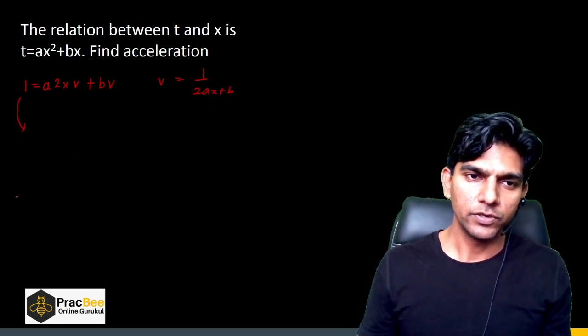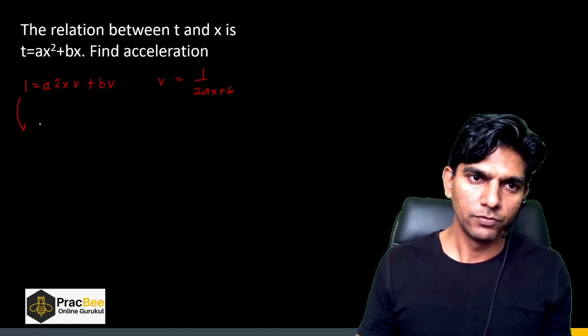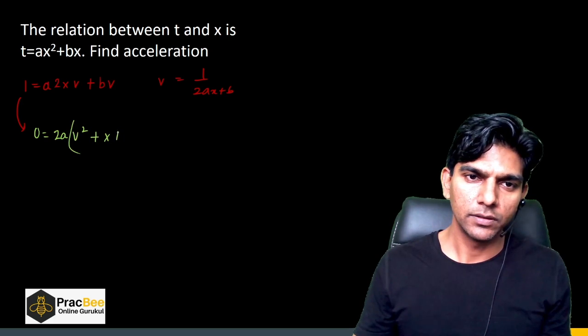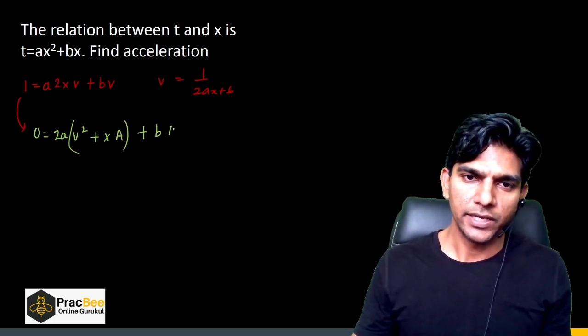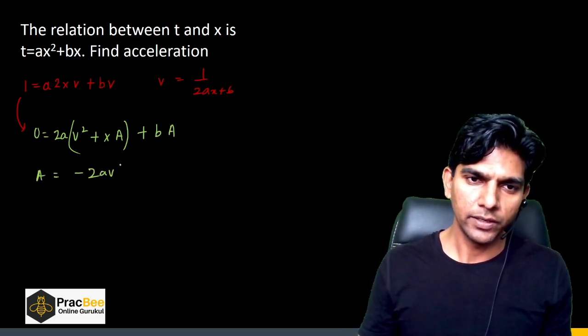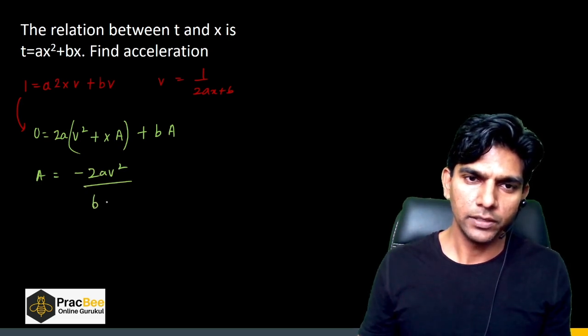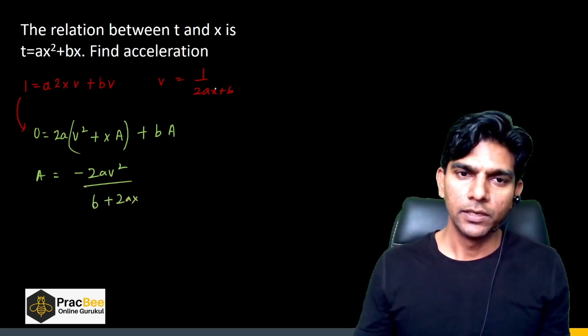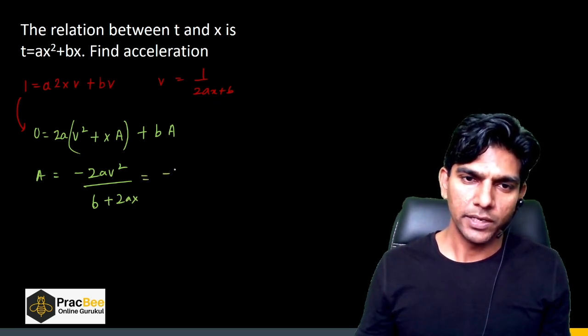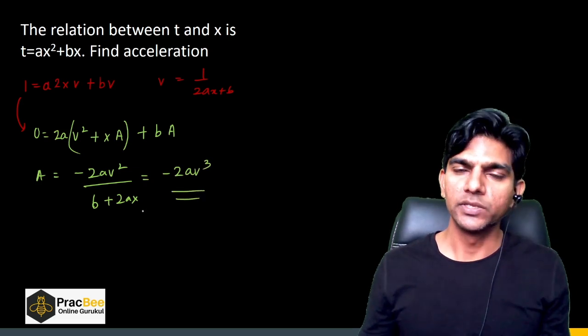Now if we further differentiate this, we will get 0 is equal to 2a, which is constant, times v square plus x times, so capital A I'm taking as the acceleration, plus b times acceleration. Now from here we can say acceleration will be minus 2av square divided by b plus 2ax, and 2ax plus b is 1 by v, right? So this comes out to be minus 2av cube. So that should be the answer of this question.